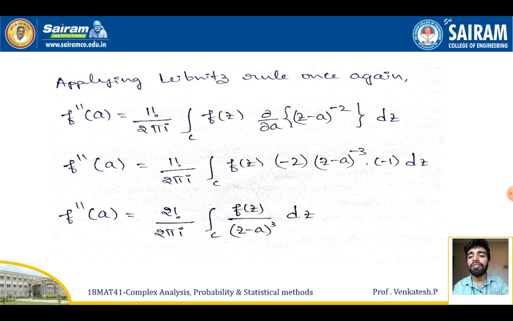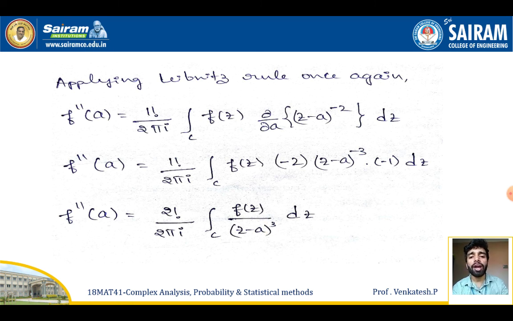So we will get f double dash of a is equal to 1 by 2 pi i integration over the region C, f of z dou by dou a of z minus a whole power minus 2 into dz. Again differentiating that, we will get the equation like this: f of z into minus 2 z minus a whole power minus 3 dz. So I can write the equation as f double dash of a is equal to 2 factorial by 2 pi i integration over the region C, f of z by z minus a whole cube dz.